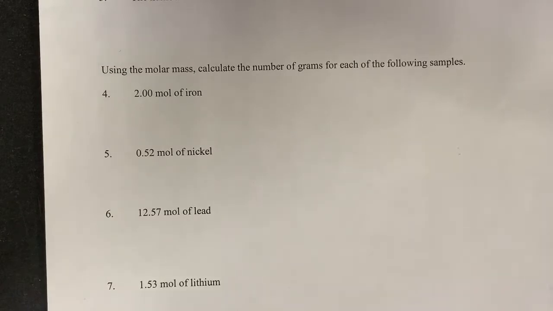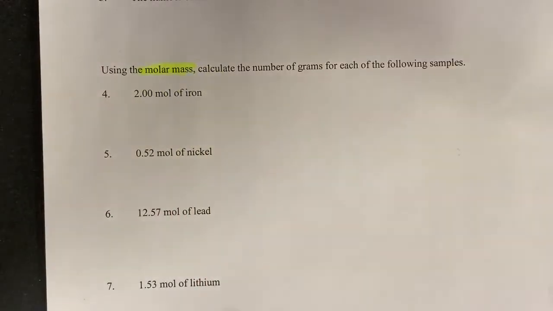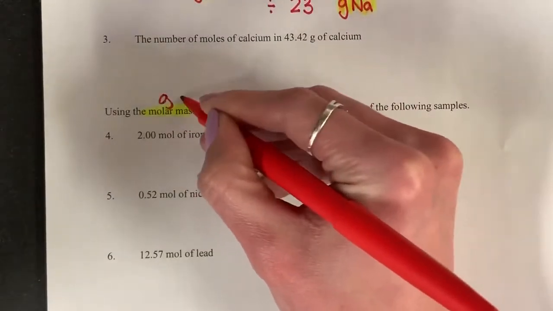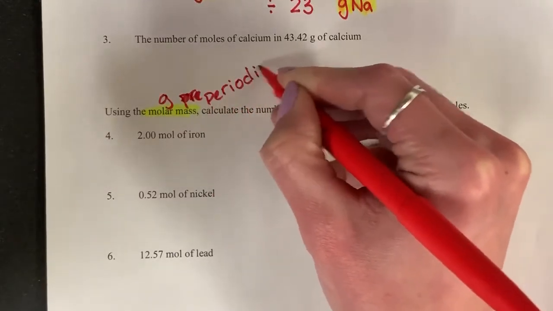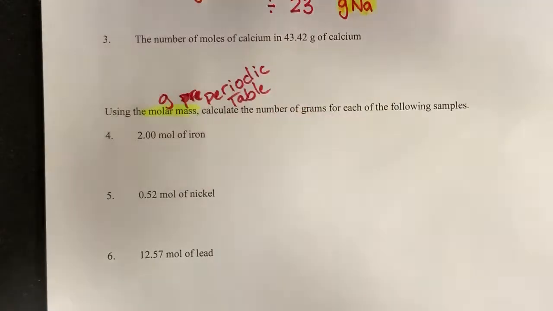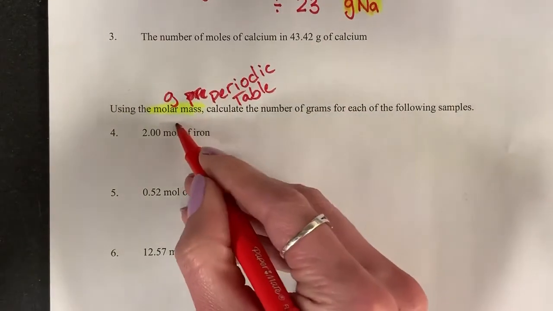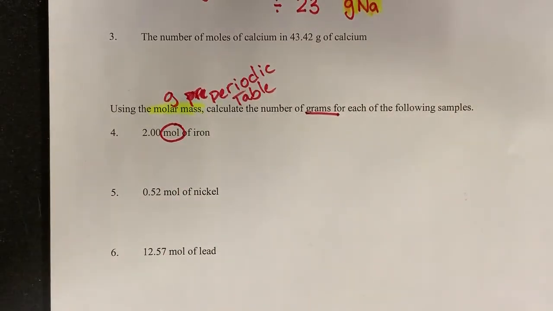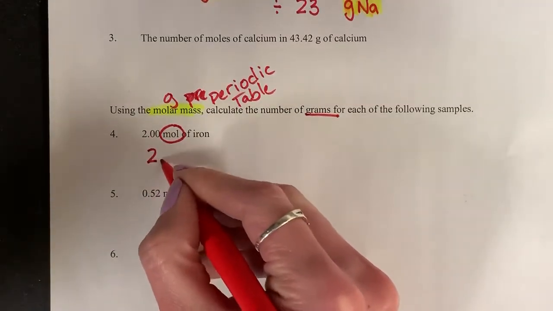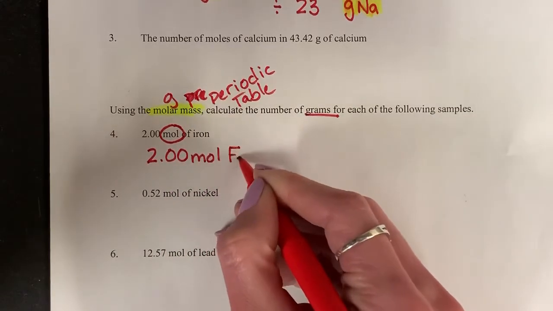Now the second section, we're still using molar mass. So we're still looking for grams, and we're still going to be finding that on the periodic table. Okay? What's different is this time I'm changing moles to grams. So just like before, I always start with my number given. I've got 2.00 moles of iron.